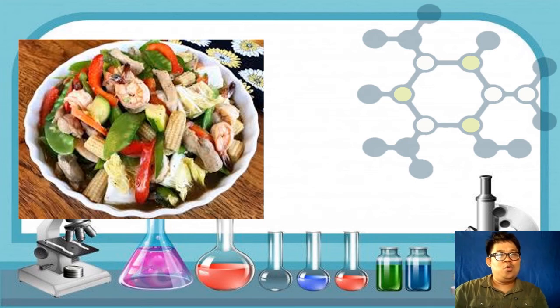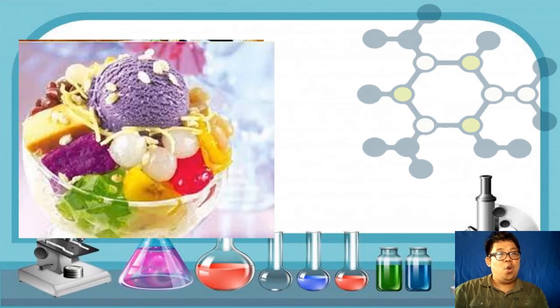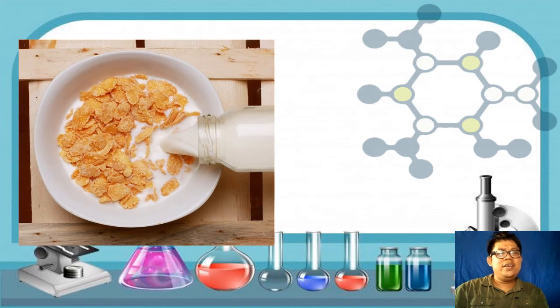Pwede nating piliin yung mga gulay, yung mga gulay na sinasahog natin sa chop suey. And then we have halo-halo. Yan, pwede natin piliin yung munggo, yung leche flan, yung sago, yung saba. Another, we have the cereal and milk. Pwede nating piliin yung cereals. That is example of heterogeneous mixture.